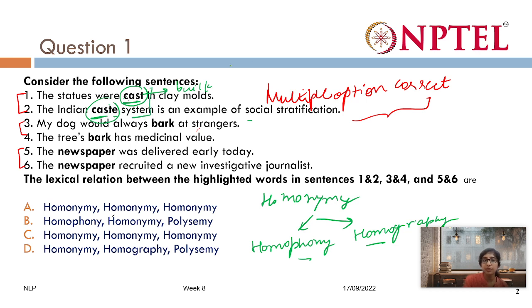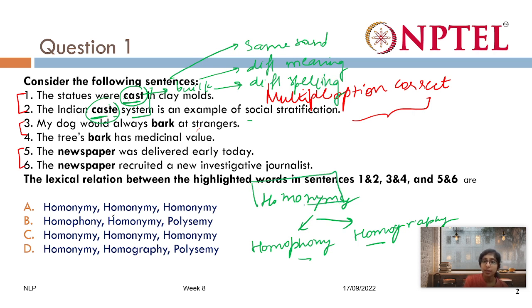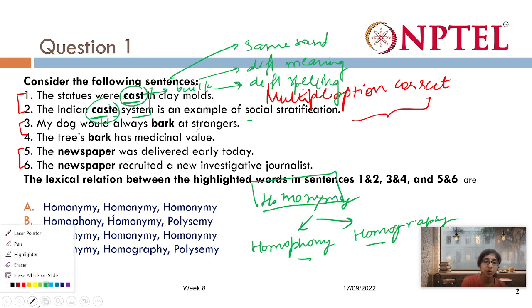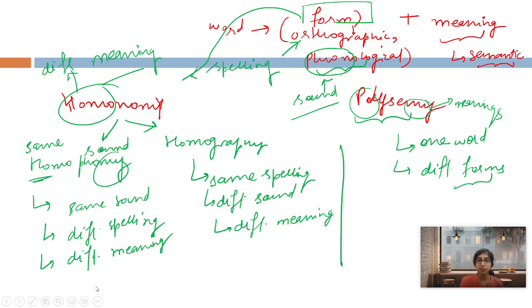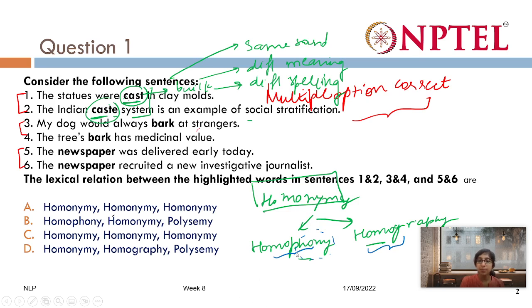So we see here that the words are having the same sound. They are having different meanings. Meaning is entirely different. Also, their spelling is different, right? So this will come under the category of homonymy. And if you ask me what is the more specific category that it belongs to, homonymy is further divided into homophony and homography. We saw that homophony has the same sound but different spelling. See the definition here.